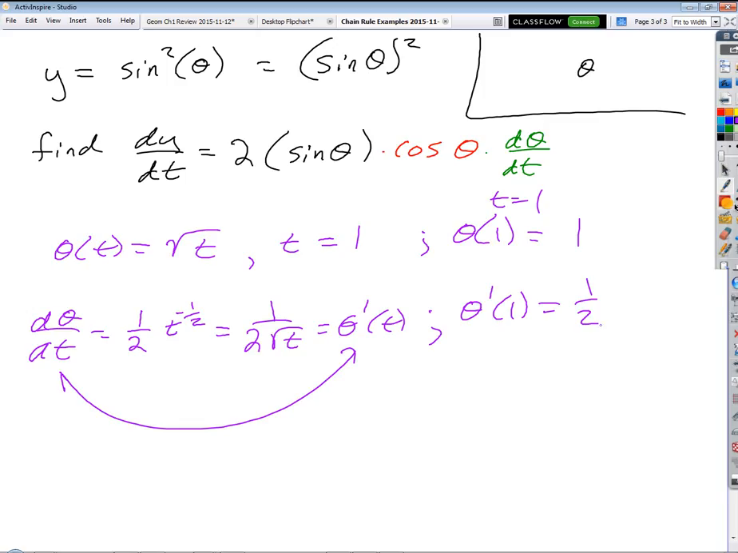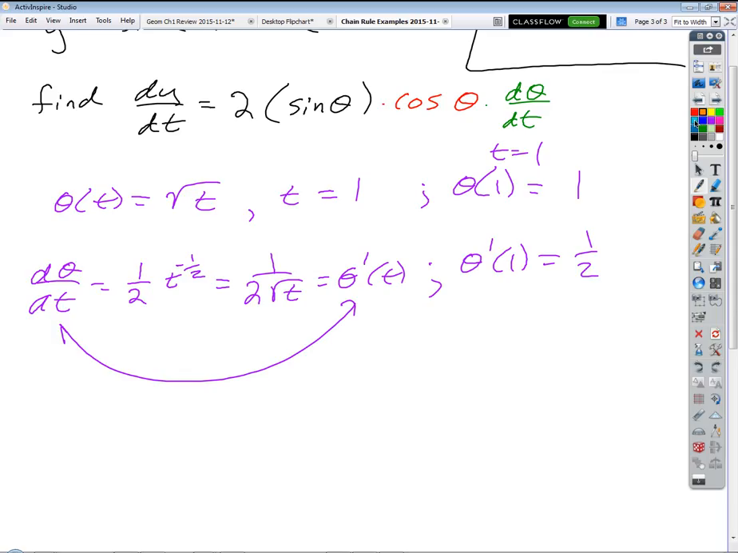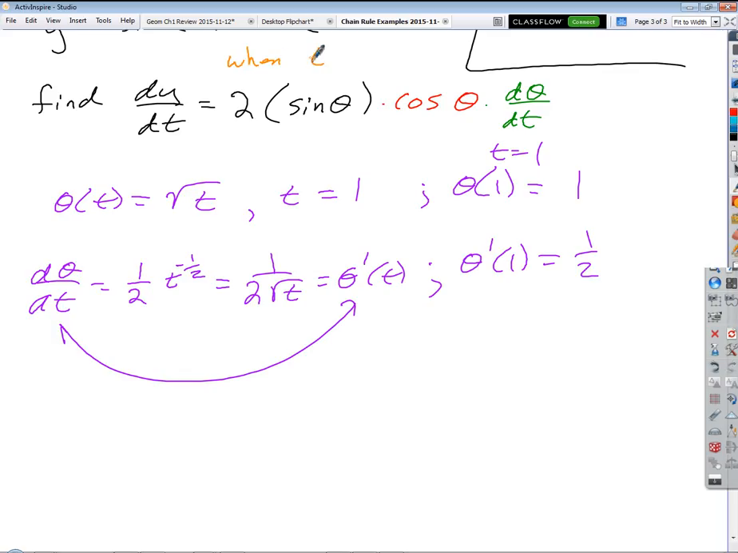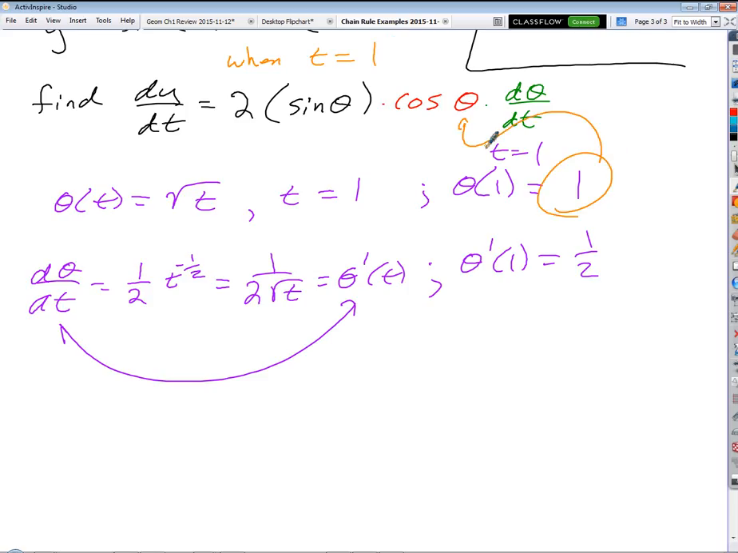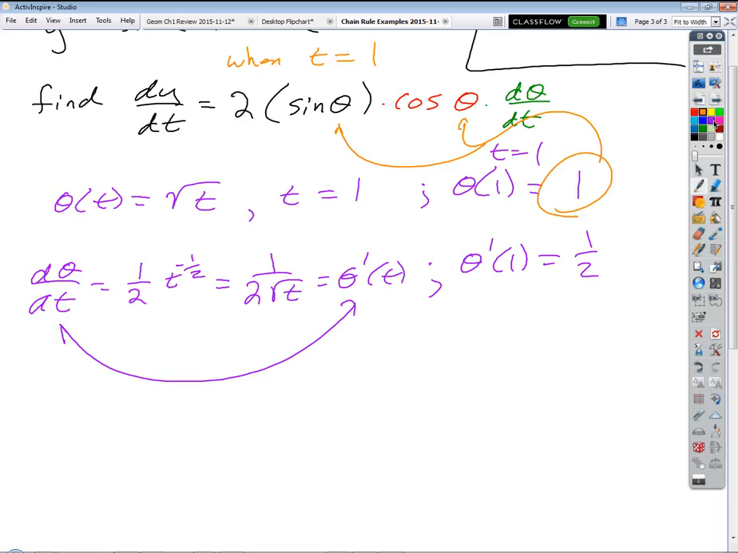So then what if the question actually asked you, okay, well, find dy dt when t equals 1? Then every place I have a theta, if I'm evaluating this when t equals 1, I'm just going to plug in a 1, right? Why wouldn't you plug in a half? Because the half is theta prime. That's d theta dt. So where does the 1/2 go? At the very end. Yes. Good.